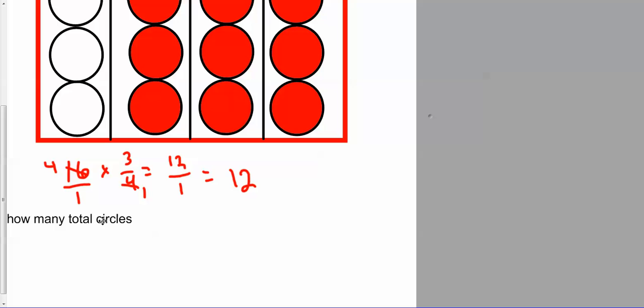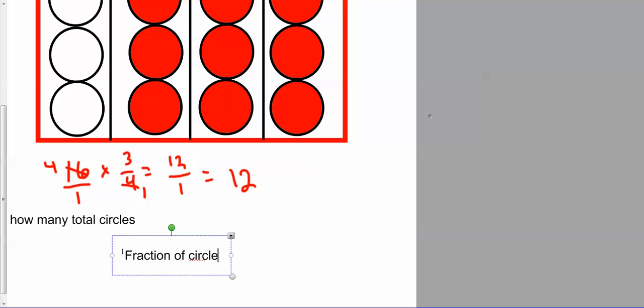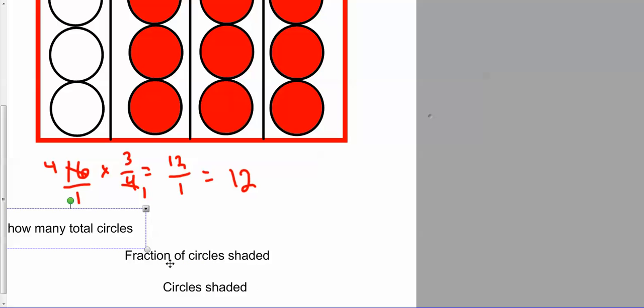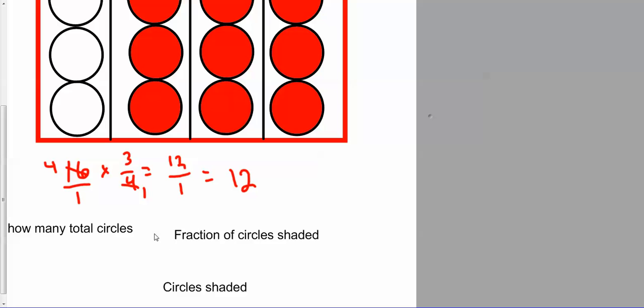Next is the fraction of circles shaded. And then finally we have circles, not circles, colored. Or I should say shaded. Use the same terminology. Circles shaded. Okay. So that's what it is.